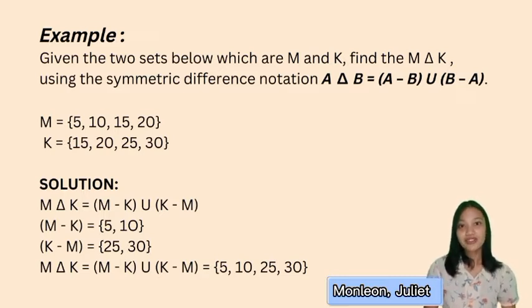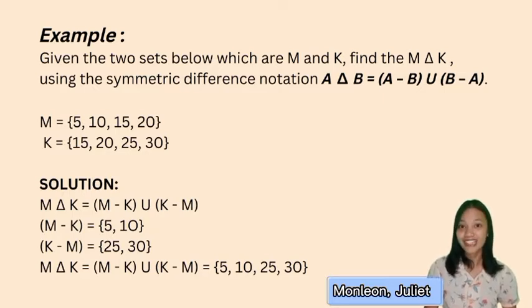By using the notation discussed earlier, we should first find the difference of the elements M and K, which is M minus K. M minus K is equal to the elements 5 and 10, while on the other hand, K minus M is equal to the elements 25 and 30. The symmetric difference of M with respect to K are the elements 5, 10, 25, and 30.